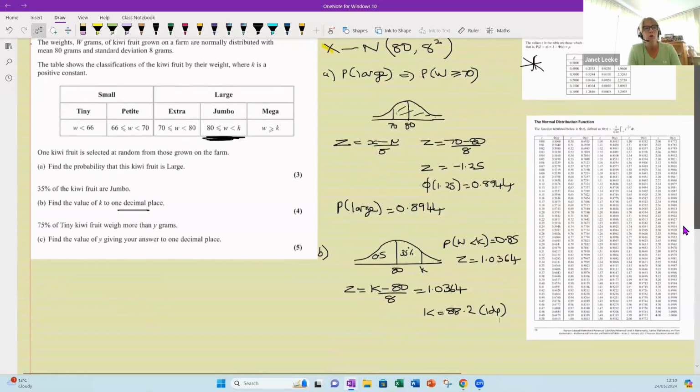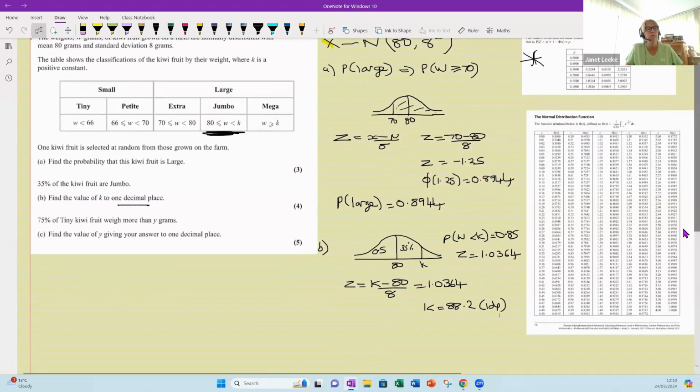Now, generally with normal distributions, and not all the time, but for a good number of years, the first two questions have been reasonably straightforward. The third question tends to start delving into conditional probability. Not always, but it's something to look out for. And this case is no exception.